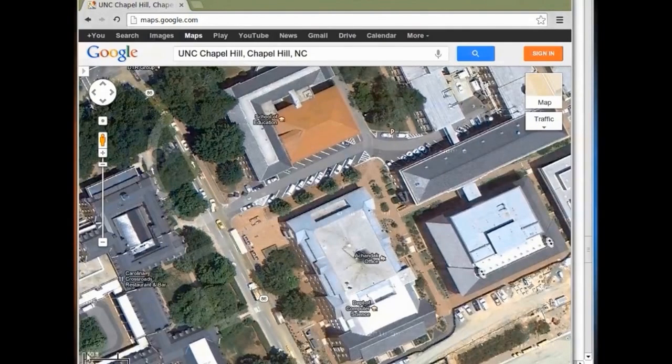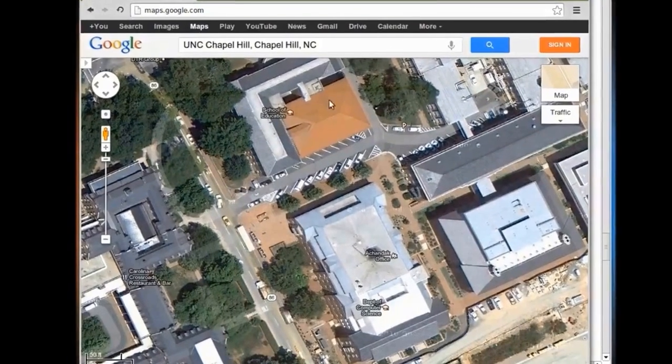So let's pretend that this is, say, 1 inch. 1 inch is now 50 feet. And if I measure this to be 4 inches or so, it's going to be 200 feet. So you can convert that way just by using a map or by using Google Maps.